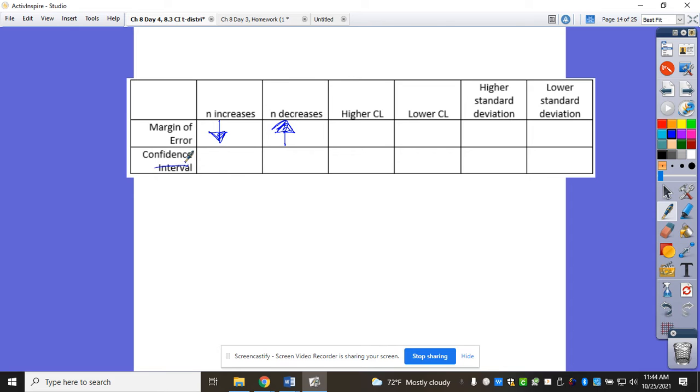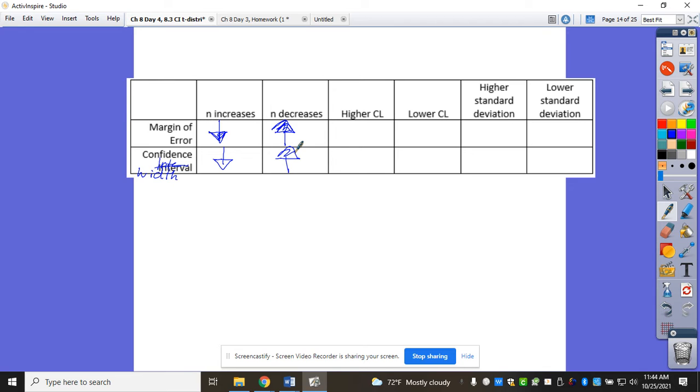This one, yours says confidence interval width. So how do my confidence interval width and margin of error relate? They're tied together. So if my margin of error gets smaller, what's going to happen to my width? So basically this bottom line works the exact same way as the top line. They have this width.